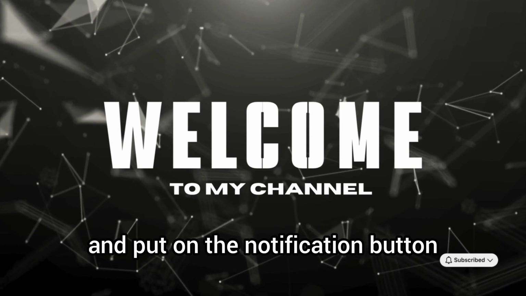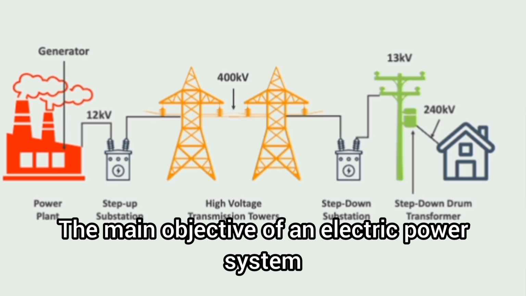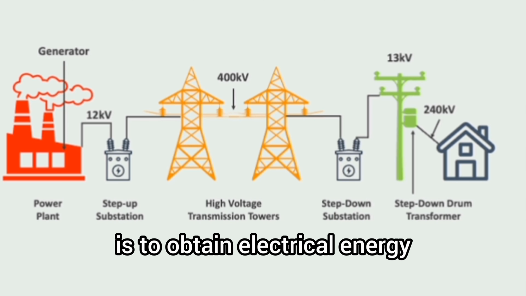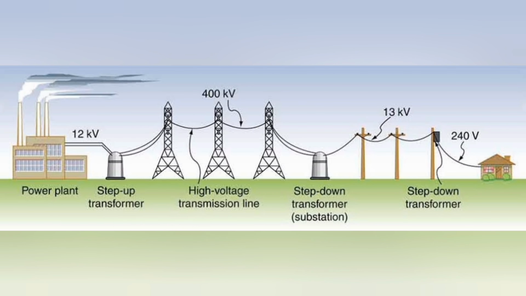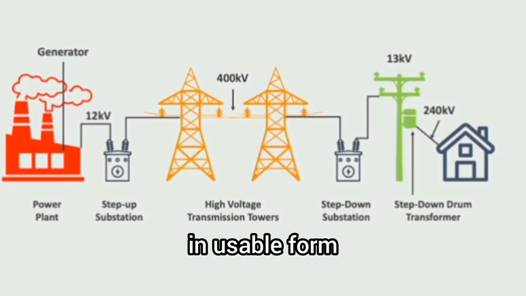the consumer loads. The main objective of an electric power system is to obtain electrical energy and make it reachable safely to the load point where it is being used in usable form.